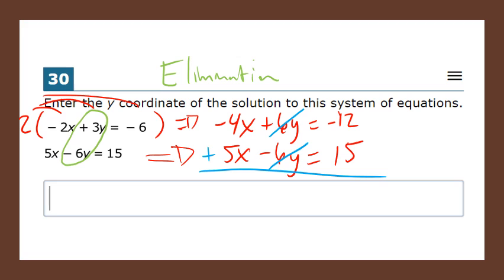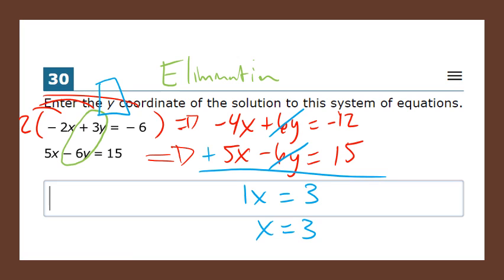Now once I do this, I need to make sure that I'm able to solve for x. So -4x plus 5x gives me 1x. And on the right hand side, I have -12 plus 15, which gives me 3. So I get x is equal to 3 here. Now realize that the biggest thing you need to make sure you are doing is answering the question like always. I found out what x is, but it's asking me for the y coordinate here.